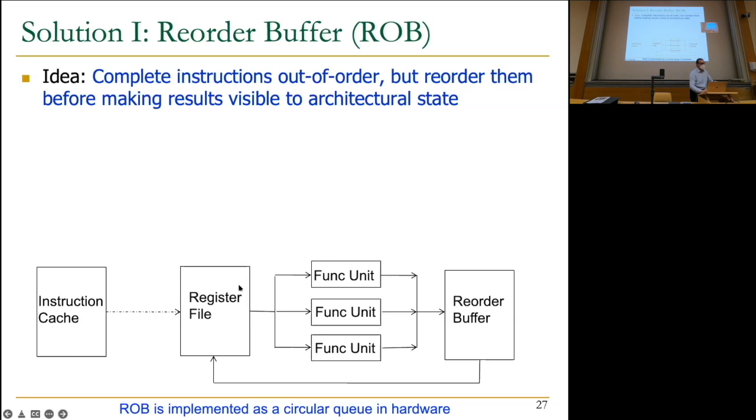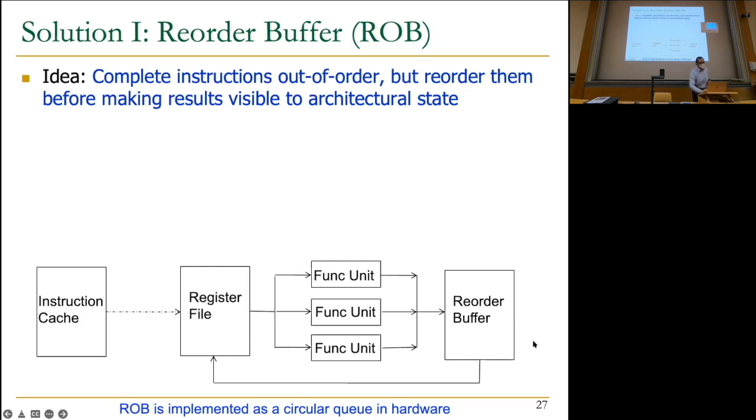And then you update the architectural register file only when the instruction that produced the result is the oldest in the machine. So in sequential order, you update the architectural register file. But the production of the results happens internally, and they're written into the reorder buffer. So the reorder buffer really buffers the results of the instructions, and also it keeps track of the sequence of instructions.